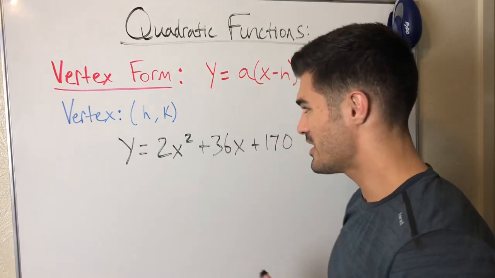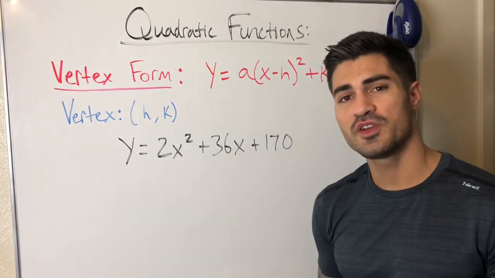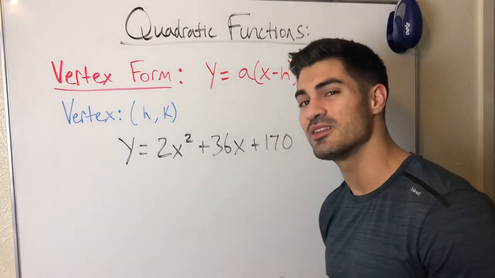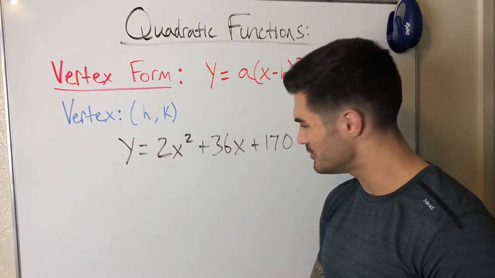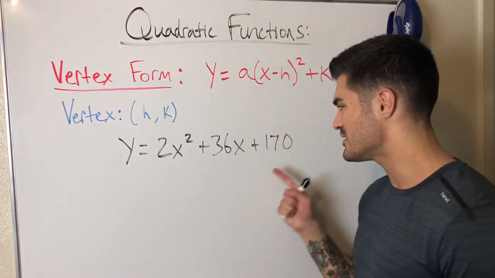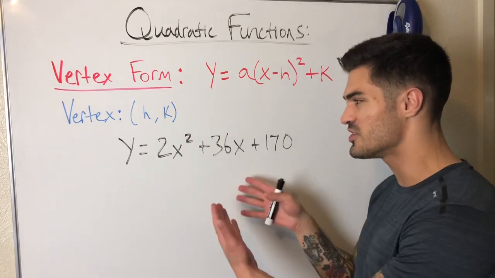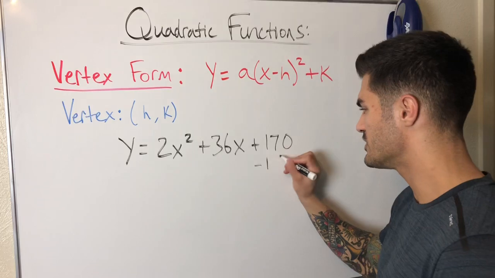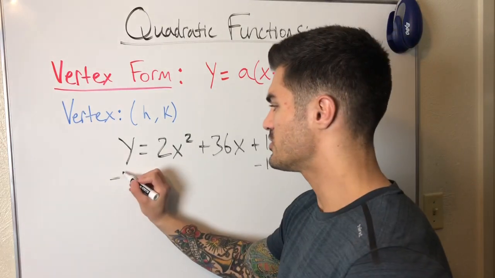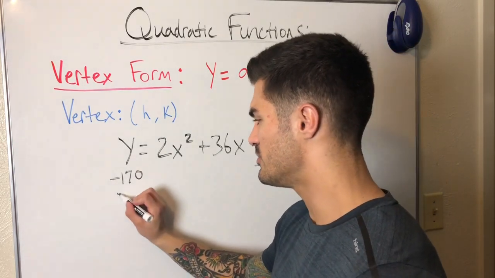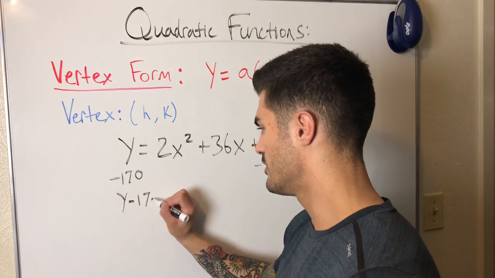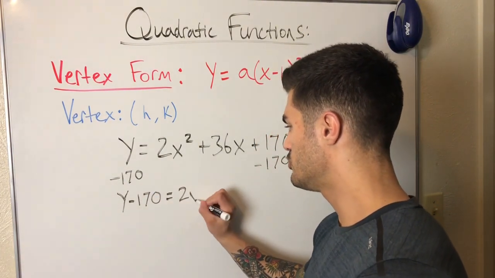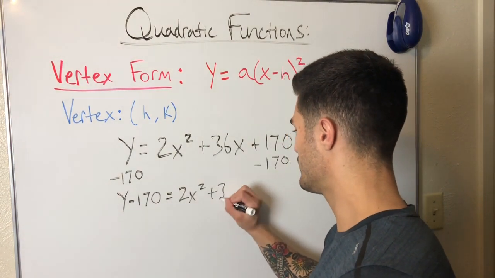Okay, so now we have an example, but in this case, our leading coefficient is not equal to 1. So this is where a lot of students make mistakes because it gets a little tricky. So we're going to go ahead and do this example. But I still start the same way. I still move the constant over. I want just the stuff with x's on one side. So I'm basically going to subtract 170 from both sides. Minus 170, minus 170. And don't let these big numbers scare you. So I have y minus 170 on this left side equals 2x squared plus 36x.